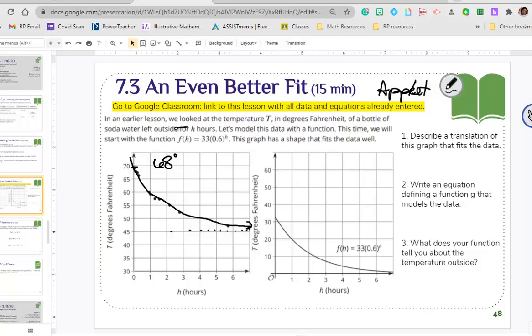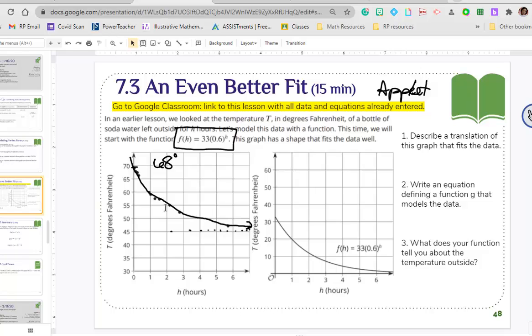And in fact, they give us now the equation for that exponential graph here. So it starts us with an exponential. That starting exponential graph is in your workbook, drawn on the right here. And it has the shape that fits, but we obviously need to move it up because it's far too low to actually be fitting the data. So we want to find a translation that would fit this data, write an equation for it that would model that data, and then what does that tell us about the temperature outside is what we're really looking for.